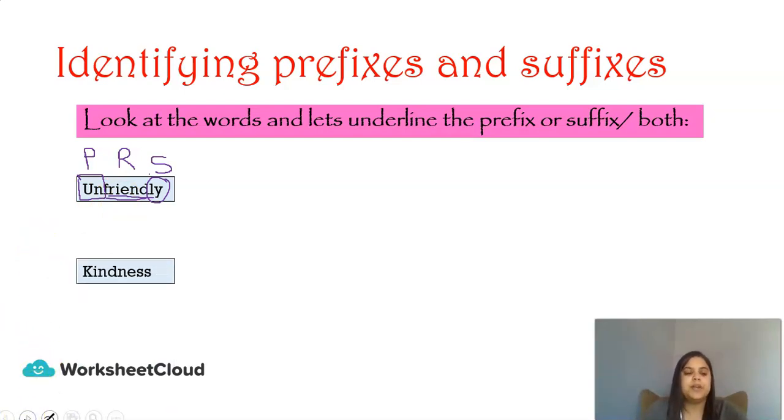So the next one I'm going to do with you as well. As I can see, my root word here is kind. Okay, so that's my root word. I don't have a prefix in this word, but I definitely have a suffix, which is ness. And I'm going to draw a very ugly circle around that one. And that is my suffix.